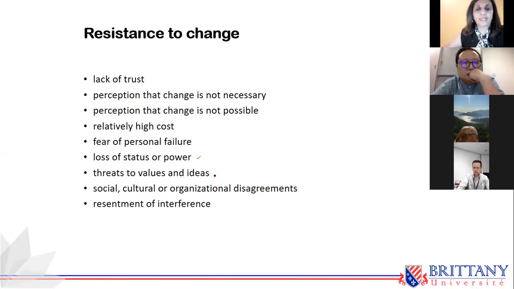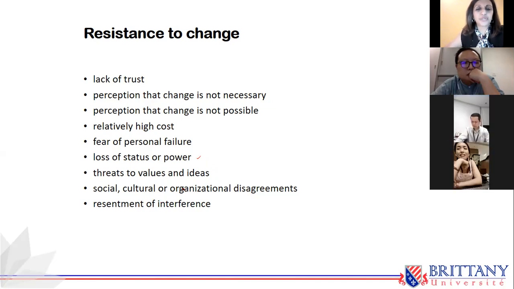Threats to values and ideas. Some people feel threatened that new things are coming in and maybe they don't know how to do it. Technology coming in. Oh, I'm not sure. I've never used a technology. So ideas can sometimes be shut down.